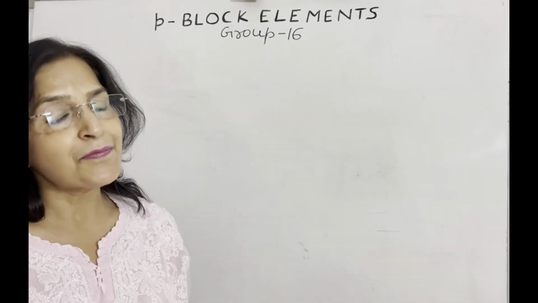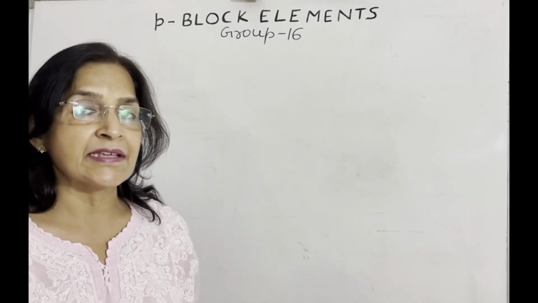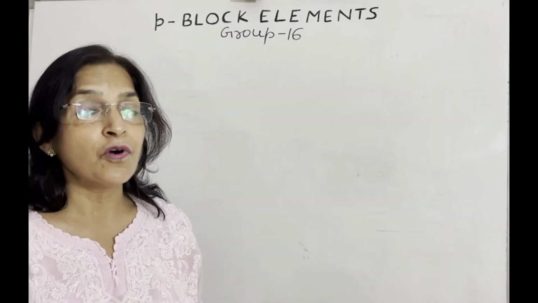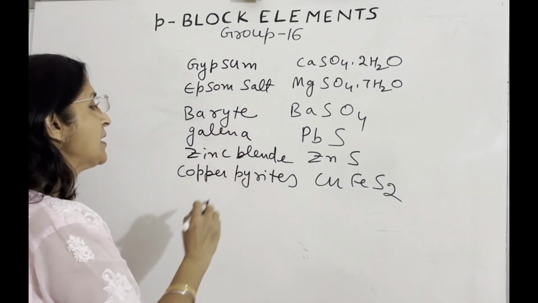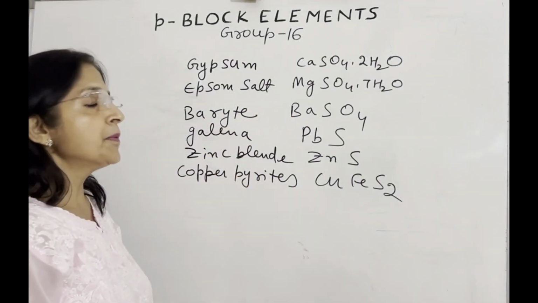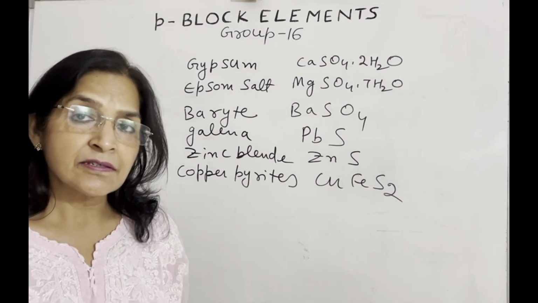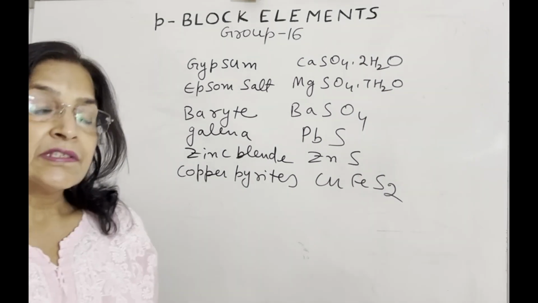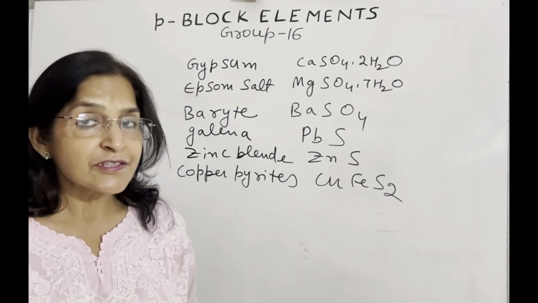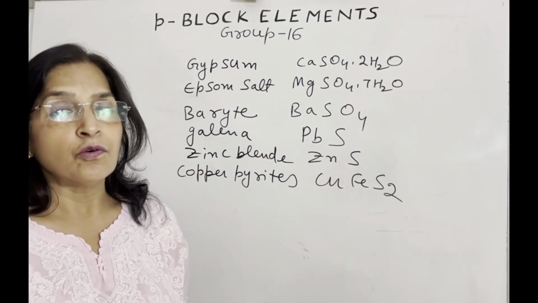Sulfur occurs less abundantly than oxygen. It occurs in free state in volcanic sites, and in combined form as sulfides, sulfates, Epsom salt, barite, galena, zinc blende and copper pyrite. Sulfur also occurs in organic materials like eggs, garlic, onion, proteins, mustard, hair and wool. Selenium and tellurium are also found as metal selenides and metal tellurides in sulfide ores.